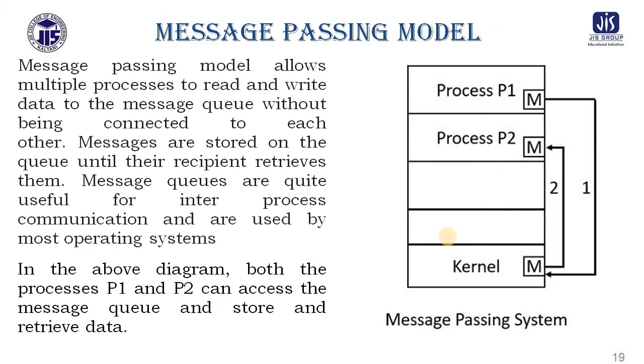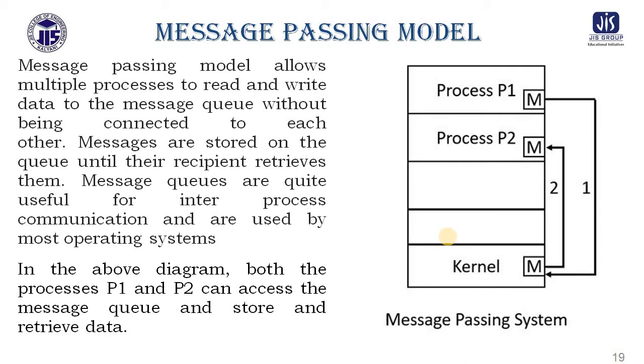Now number two, the message passing model. Just see the diagram. There are n number of processes, process 1, process 2, up to process n. In each process there are local memory locations, and memory for the kernel also. Whenever process 1 wants to share some data with process 2, process 1 informs the kernel, the kernel receives the data, and this data is then copied to process 2.